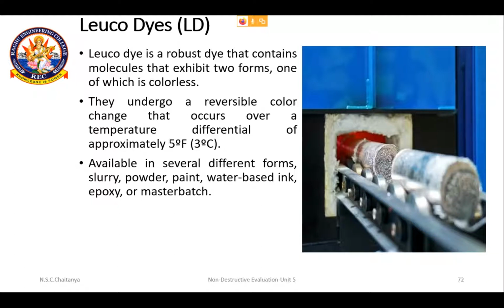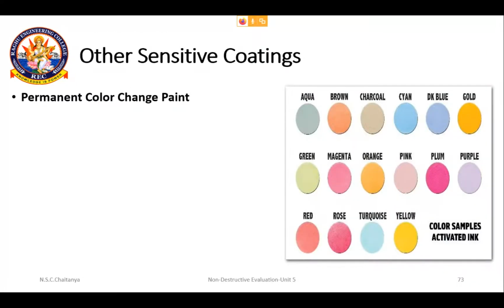Leucodyes are engineered to change color over a broad range of temperatures from 24 to 154 degrees centigrade and are also available in several different colors. Next slide, slide number 73. Permanent color change paint. It's permanent, so it is only for a single time use.